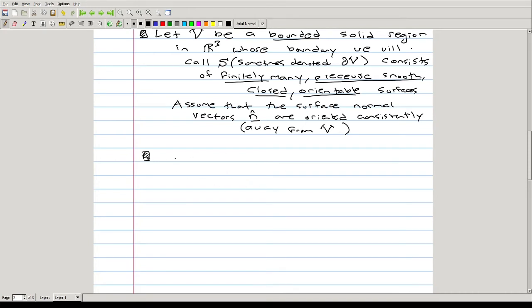And second, we'll let F be a continuously differentiable vector field, or a C1 vector field, on V.